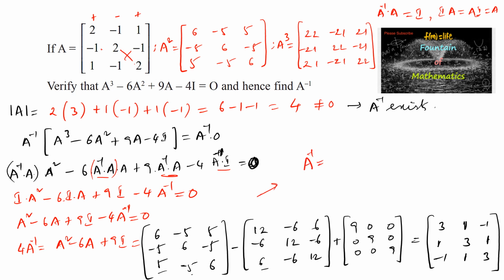So therefore A inverse is equal to this, 4 will come here, 1 upon 4 times of 3, 1, minus 1, 1, 3, 1, negative 1, 1 and 3. So this is A inverse for the given question. Okay, thank you.